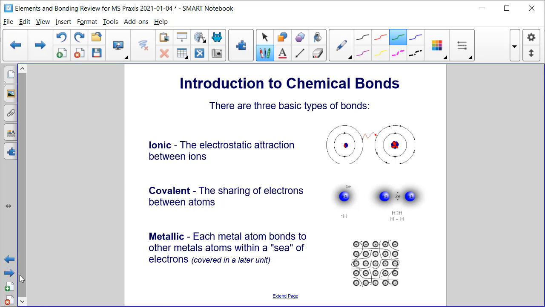Covalent bonds form when electrons are shared. So it's a result of the sharing of electrons between atoms. And metallic bonds are where each metal atom bonds to other metal atoms around it within a sea of electrons that can freely move throughout the metal.